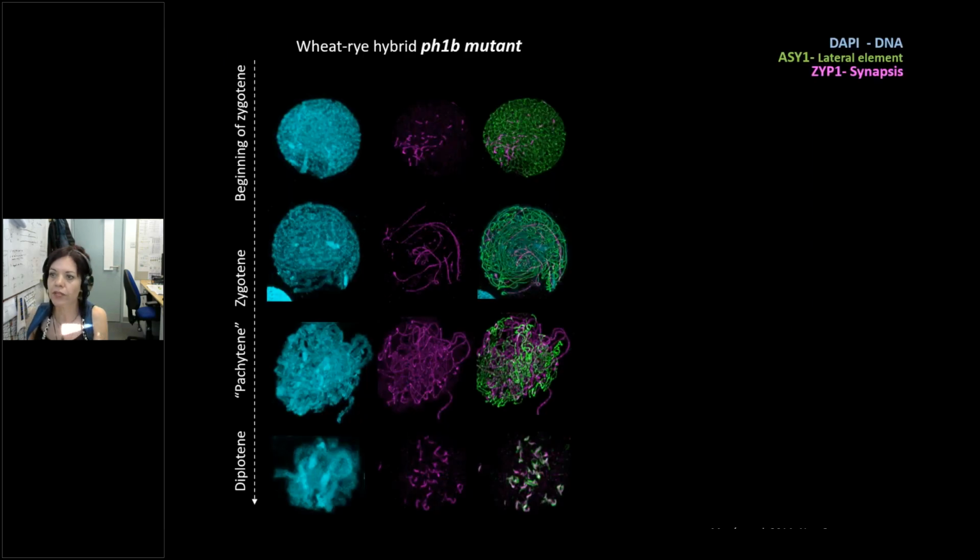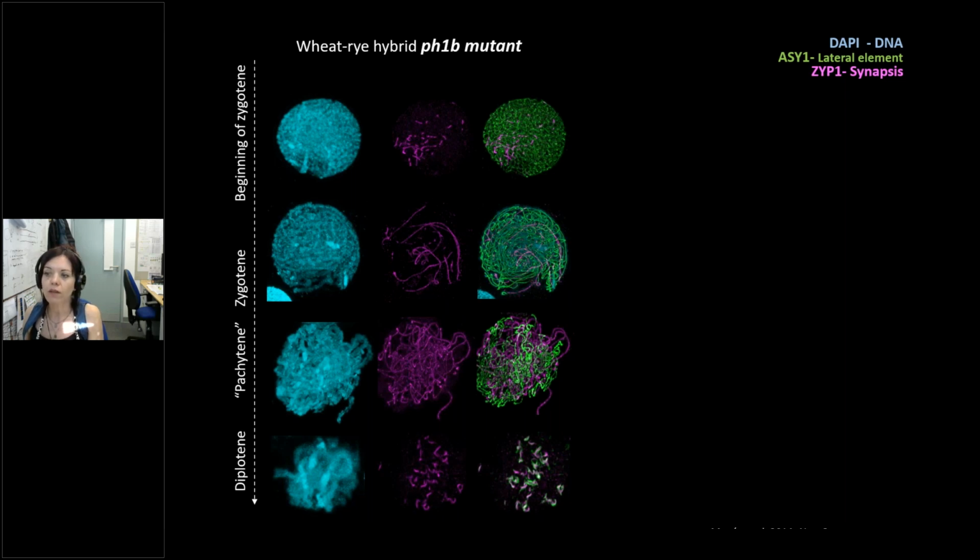And I will show you first the wheat-rye hybrid in the absence of Ph1. Here you can see cells going through meiosis, which are called meiocytes, at different stages of prophase, progressing from the top to the bottom. In blue is the DNA, in magenta is ZIP1, labeling the synapsed regions, and in green is ASY1, labeling the chromosomes that are not synapsed. So in the absence of Ph1, we were expecting to see some synapsis because there are crossovers later, and as you can see in magenta, there is quite a lot of synapsis.